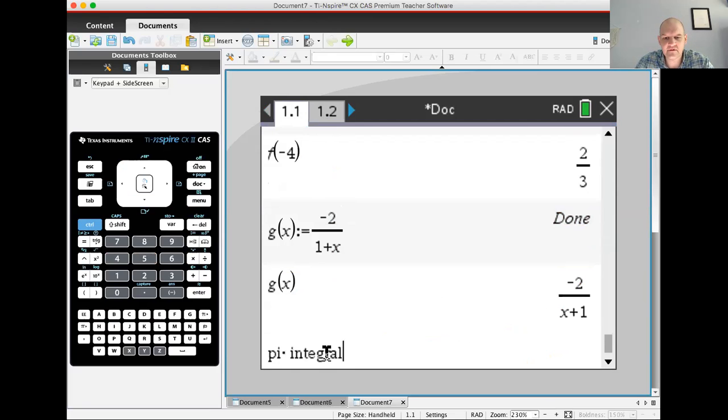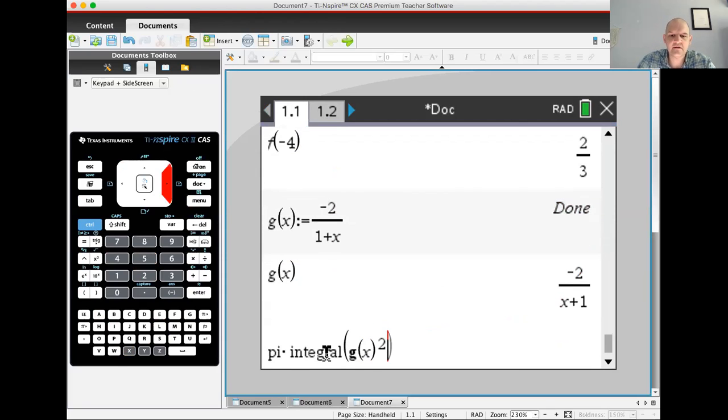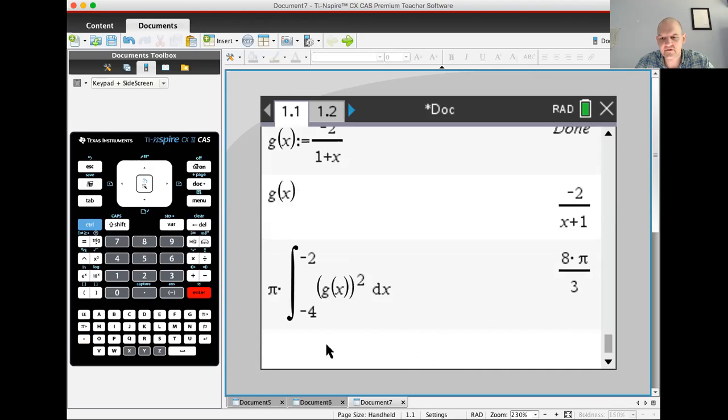Pi times the integral of, so you should use the template for this, g of x squared, x goes from -4 to -2. Is there an exact, oh, 8 pi over 3. I'm going to use the exact value. So I'm back on the notes. I'm handwriting this. 8 pi over 3.